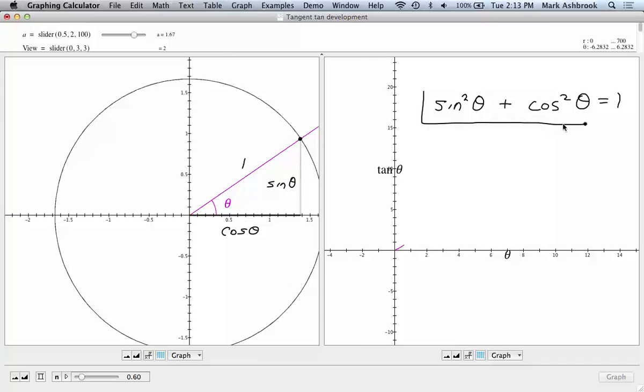So the question is, is this just an equation, or is it an identity? And how do we know? Is it just an equation that works for some theta and doesn't work for other theta? Or is it an identity? Does it work for all theta?